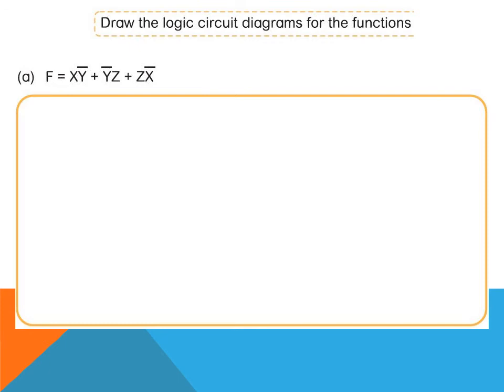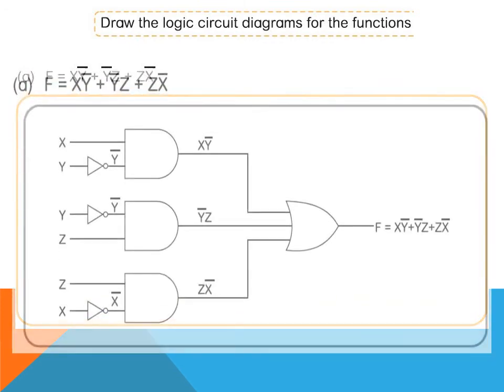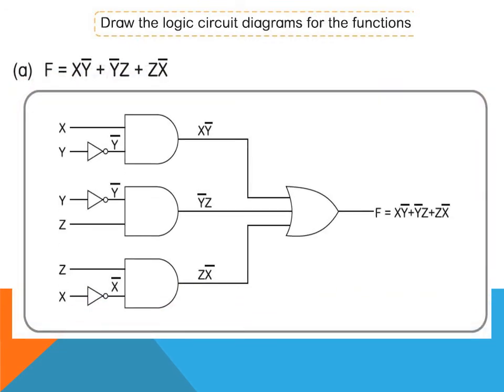Now let's move on to the answer. So this is the answer. x y bar, y bar z and z x bar will be added together like this. Pause the video, note down the correct answer if you have any doubt or if you have done anything wrong. If you have already done everything correctly, then very good. And if you still have doubts, please contact me.